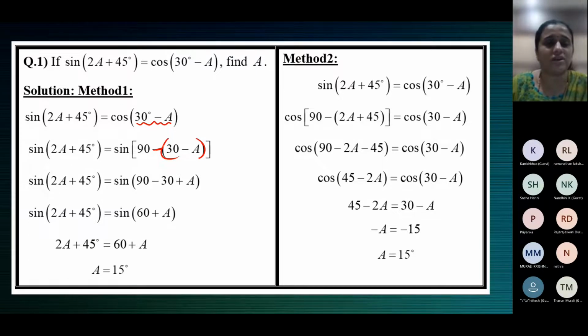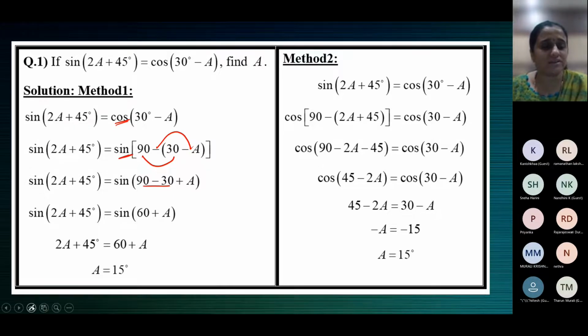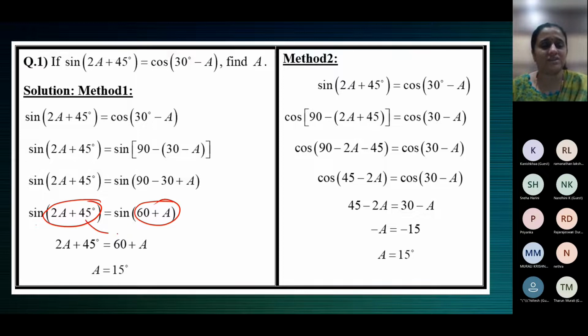Everywhere it is an angle only, 90 degrees, 30 degrees. Okay. So now after this it is easy. 90 minus 30, minus into minus is plus A. 90 minus 30 is 60, so 60 plus A. On the other side, we don't do any change. Here on the right-hand side, we change cos to sine. No change on the other side. Now you see that sine of this angle is equal to sine of this angle. So these two are equal. On equating that, you get the value of A.